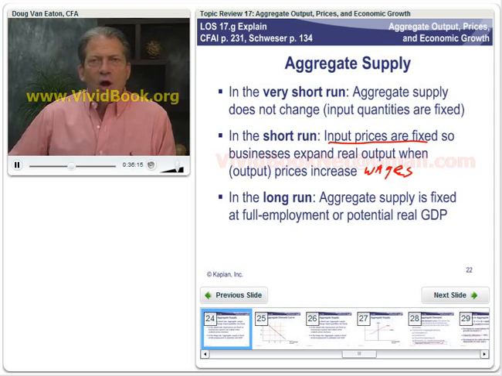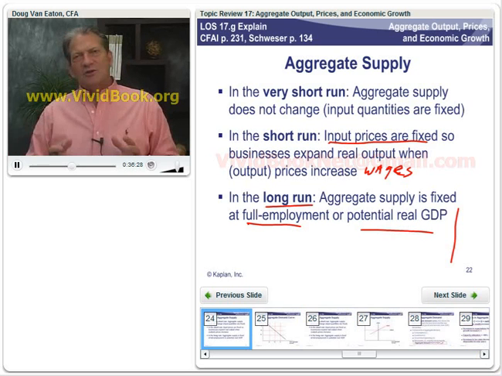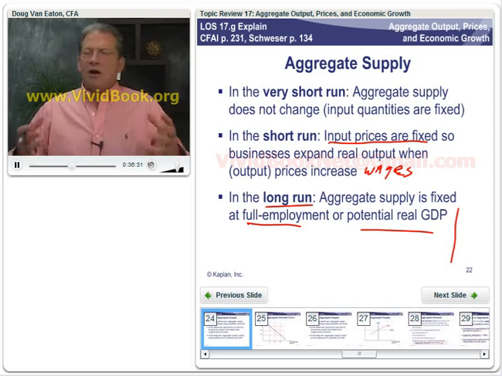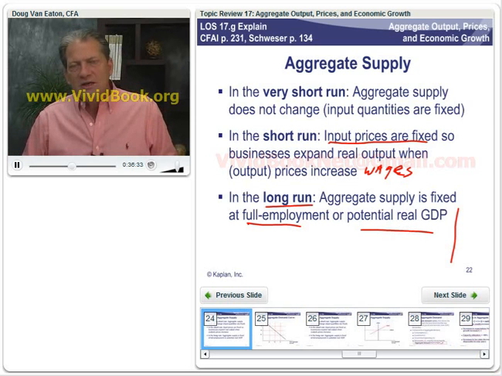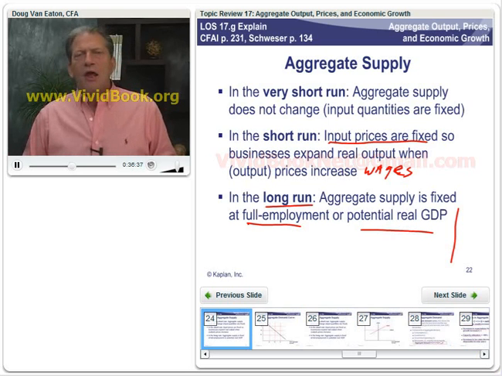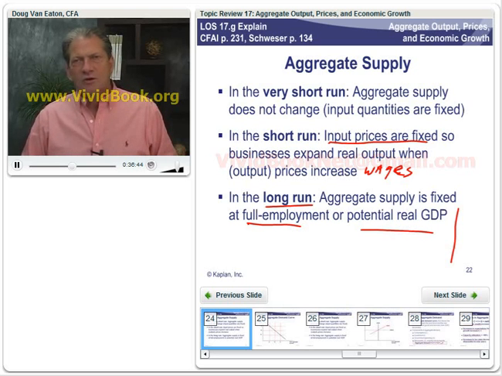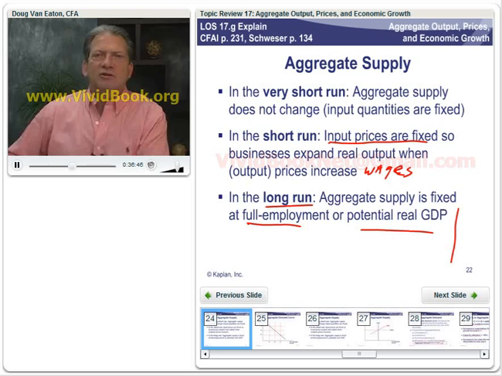Because in the long run, aggregate supply is fixed. We'll draw it as vertical, right? Perfectly inelastic. Because when we talk about full employment or potential real GDP, this aggregate supply depends on the amount and the quality of labor available in the economy, the capital stock that they have to work with, and at any point in time, the technology that's used to convert these other resources into final goods and services.